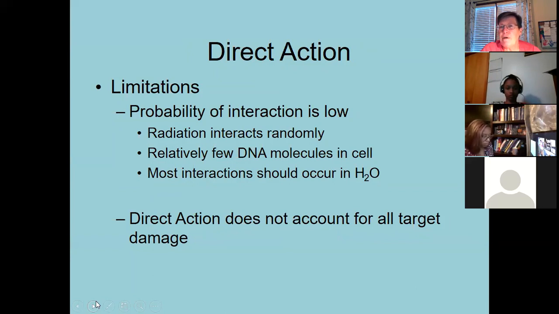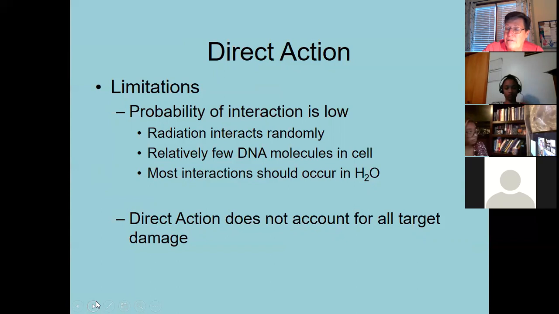Okay, what is the most abundant molecule in our body? Water. We're like 80 to 85% water. Radiation interacts at random. The radiation does not enter the patient's body and say, oh, let's go hit the DNA, or let's go hit the RNA, let's go get the proteins. Can't do that. It interacts randomly.